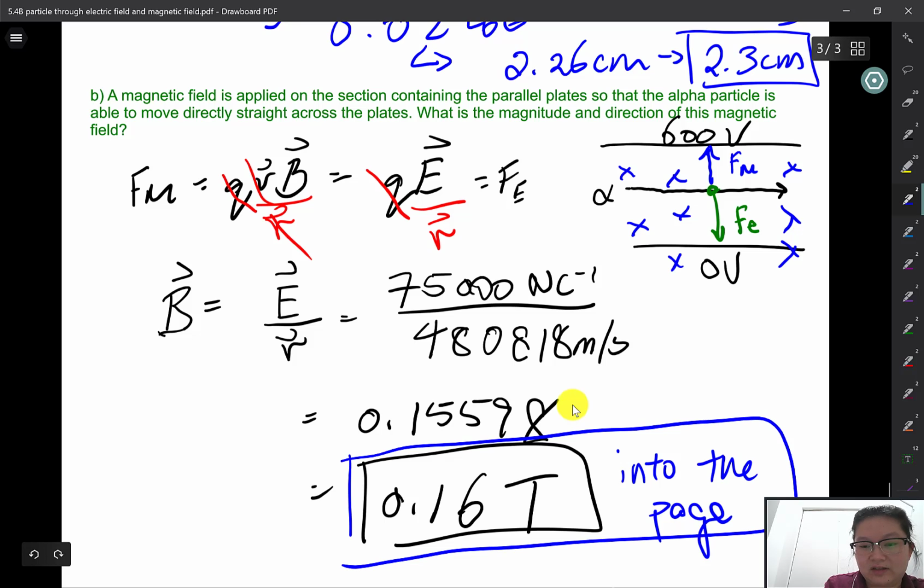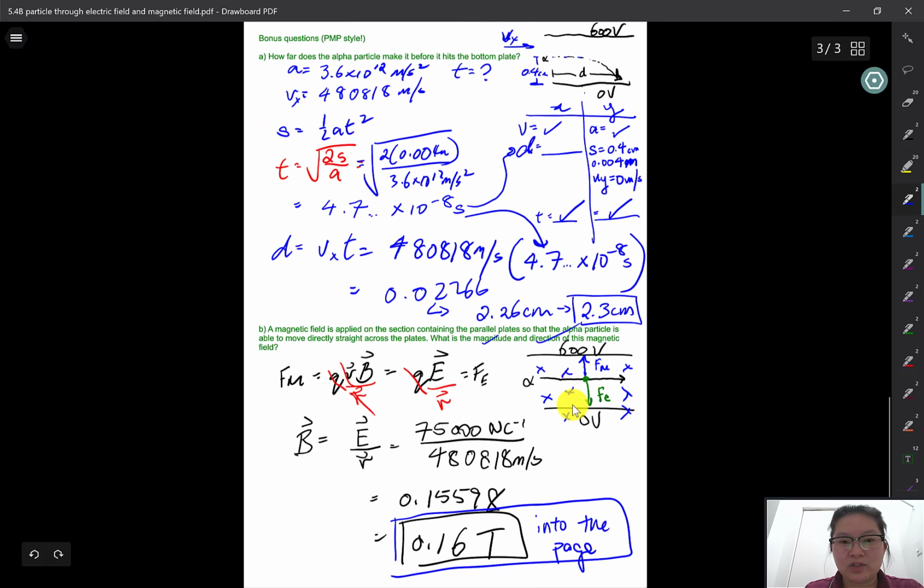Magnetic field needed. Okay, so I've got the magnitude, I've got the direction of this field, and voila, there was a question. The math wasn't too bad. The previous question was more elaborate for sure.